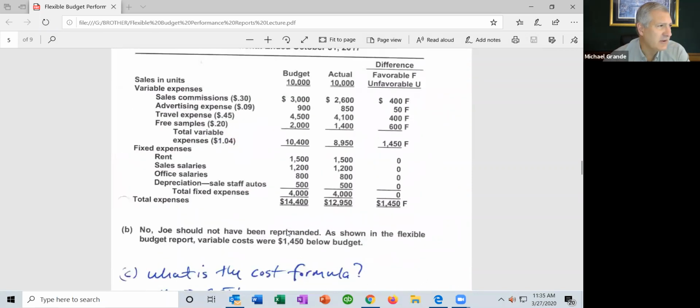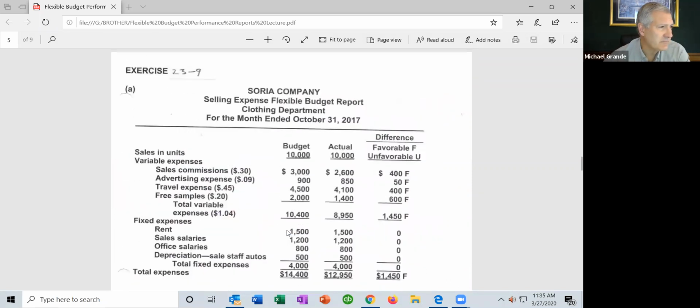So let's take a look at the solution. And what's important to understand is that this budget number here is now a budget based upon the actual level of activity. Not the 8,000 units, which was the estimated level of activity, but the actual level of activity, which was 10,000 units.